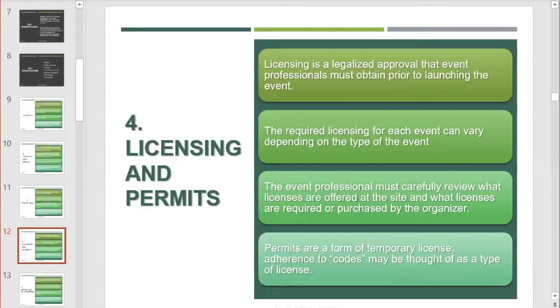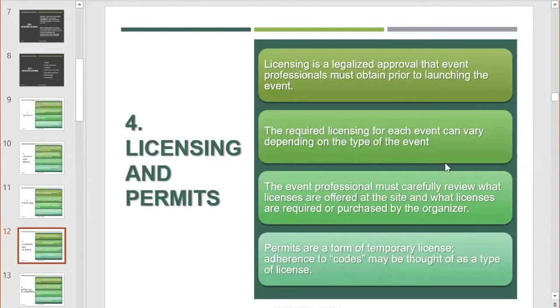So unlike our country where things are a bit more relaxed, in other parts of the world, licensing is a legalized approval that event professionals must obtain prior to launching the event. And in many cases, the required licensing for each event can vary depending on the type of event.